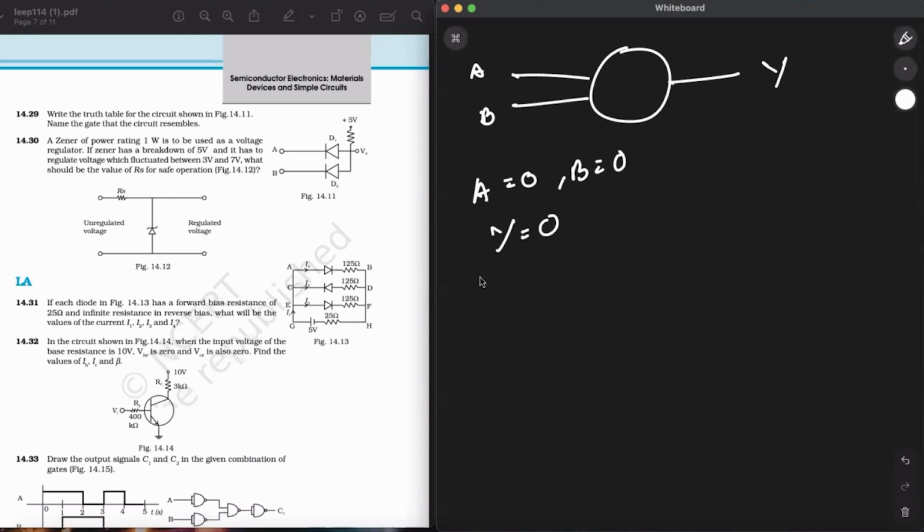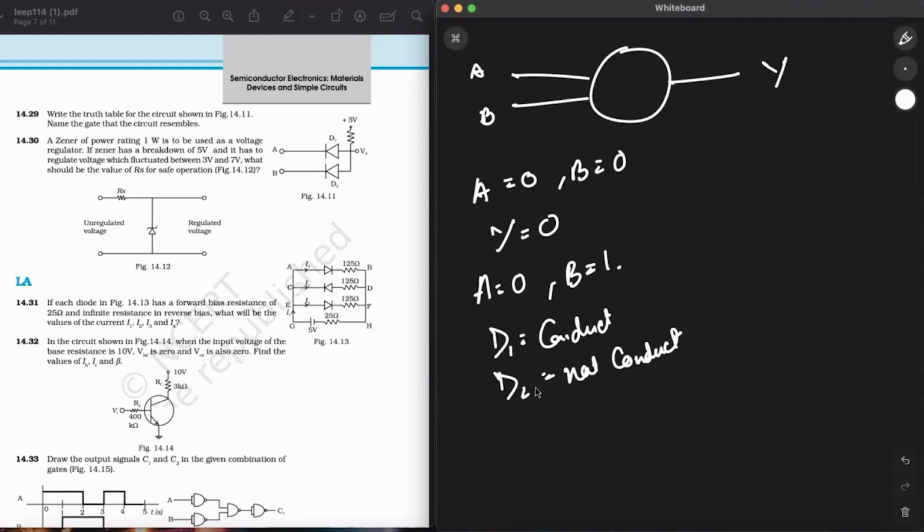Moving on. When A will be equal to 0 and B will be equal to 1. When B is equal to 1, then what will happen? D1 will conduct, but D2 does not conduct. So when A is equal to 0 and B is equal to 1, then D1 will conduct. Okay, but D2 does not conduct. It will not conduct.